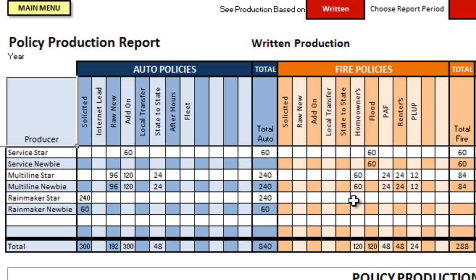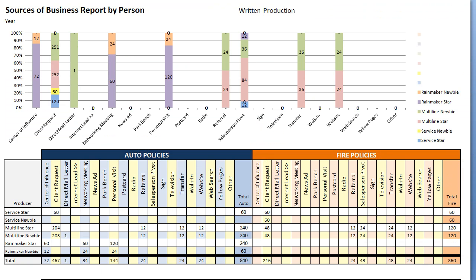If I look at the service stars, they're mainly doing add-on business that comes in, which makes sense. If I look deeper here, the rainmaker, some of their business is coming from a center of influence, some from networking and marketing, and a lot from personal visits. The rainmaker newbie has a similar situation as far as their sources, but not writing as much of that.